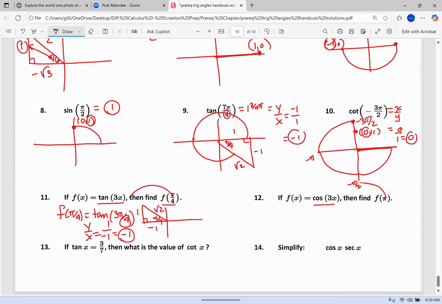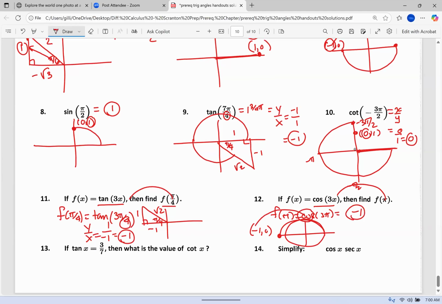This is my function. I want f at pi, so f at pi equals the cosine of 3 pi. What's cosine of 3 pi? 1 pi, 2 pi, 3 pi. It's a quadrantal angle. It has to come from the coordinates. The cosine value, when it's quadrantal, is just the x-coordinate, which is -1. And if the tangent of x is 3 over 7, then what's the value of cotangent of x? Well, of course, it's the reciprocal, 7/3, because cotangent and tangent are reciprocals.